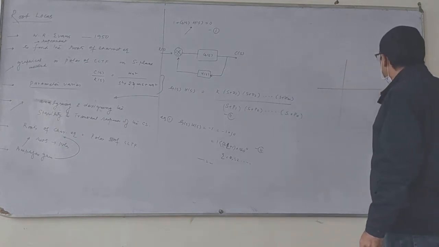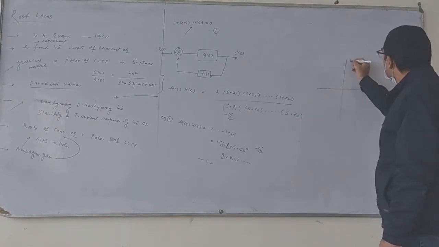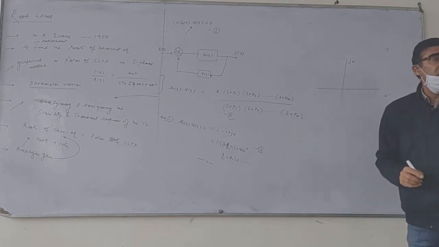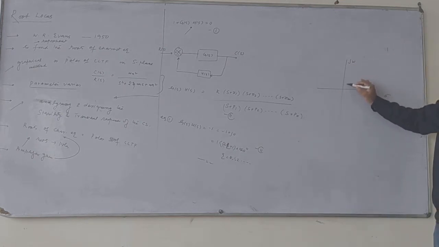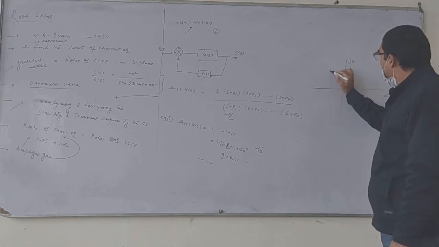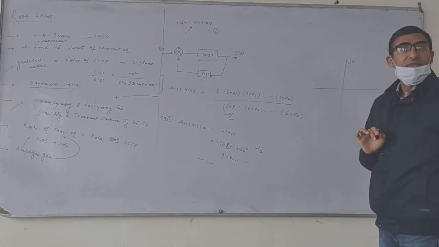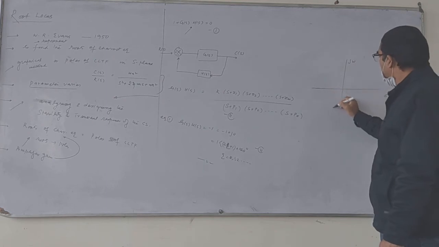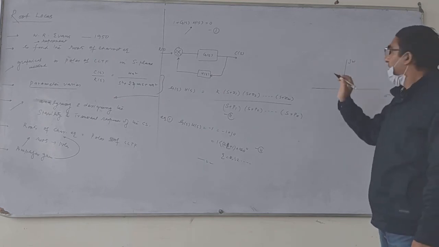We have the S plane like this, where we have the real axis and the imaginary axis. So root locus basically is the representation of the roots of the characteristic equation in this plane, or the poles of the closed loop transfer function in this plane.